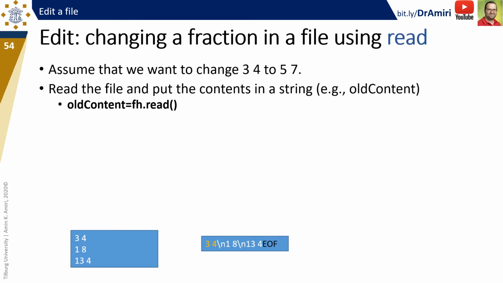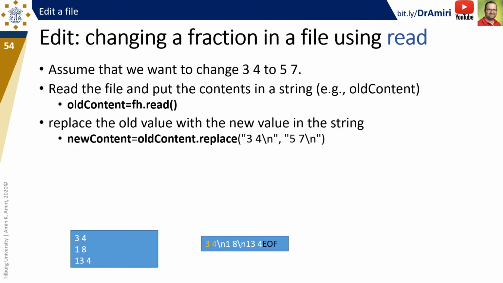Let me provide greater details for this case. So we wanted to change 3 blank space 4 to 5 blank space 7. First, we need to read the old content from the file using fh.read. You can easily read everything and put it in old content as the variable. After that, you use the function replace, which is a method for strings, and simply provide 3 blank space 4 backslash n as the first argument and 5 blank space 7 backslash n as the second argument.